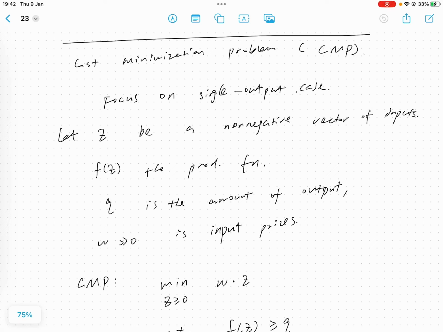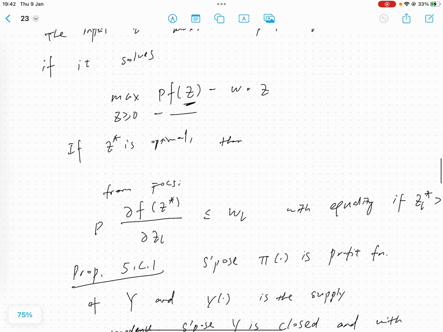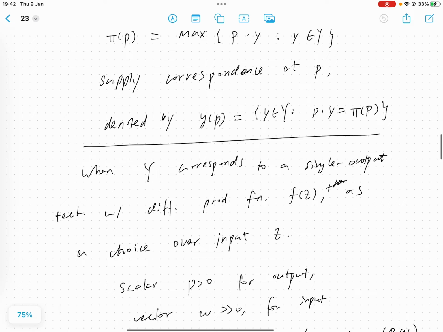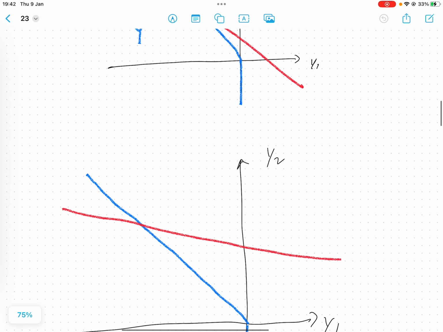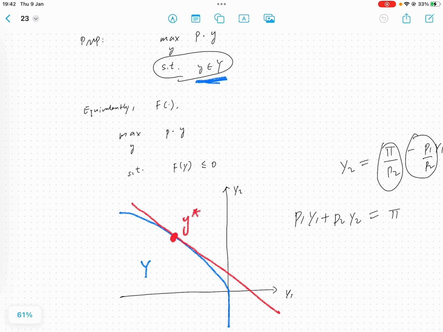Hi. So in this video, we'll continue our discussion and move forward on the cost minimization problem. In the last episode, we discussed the profit maximization problem, where the firm solves a maximization problem by choosing the level of the inputs, choosing all those y's. Those y's include the possible inputs and outputs.